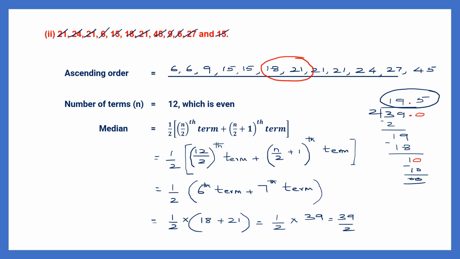So we have found our answer, we have found the median. The median is 19.5. Okay, so we've got our answer. So we found the mean and the median. The next thing is we have to find the mode. Okay, now to find the mode, first step is ascending order.